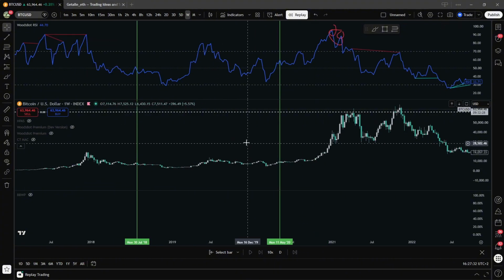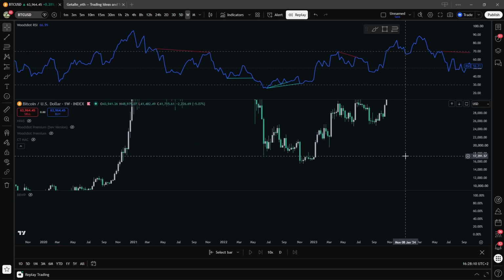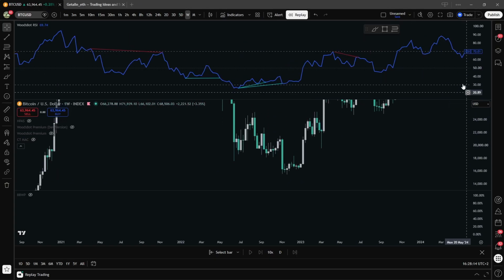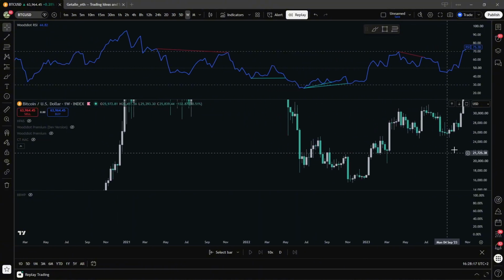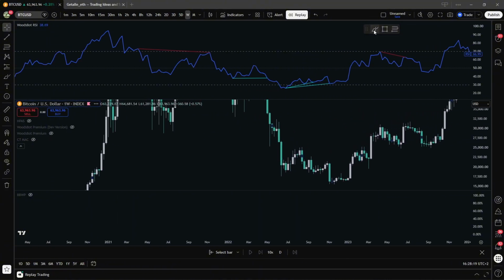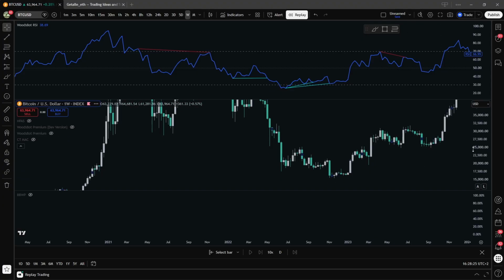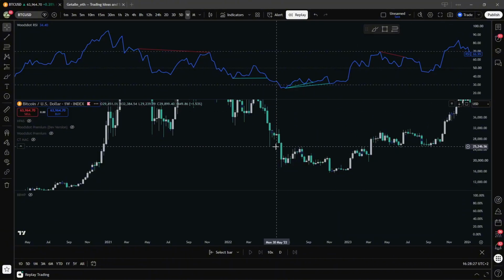Now, I'm gonna find you guys another example. Now we have another example right here. This was where the RSI went into the oversold area, right here. And naturally people think, okay, now I'm gonna buy. And long term you're not wrong to buy here.